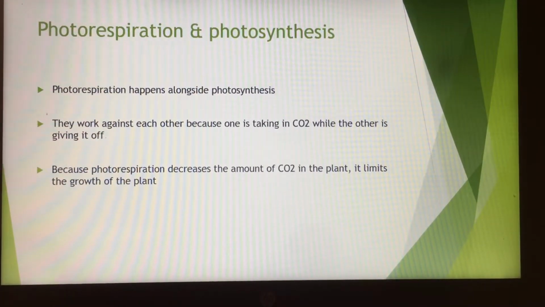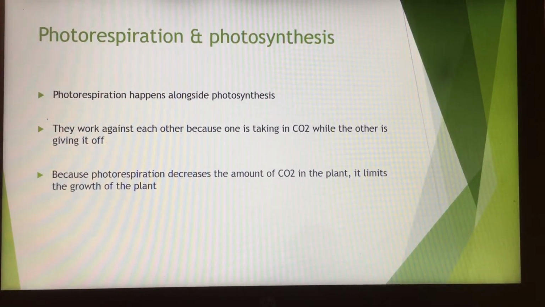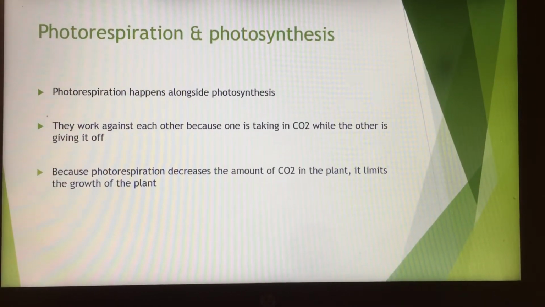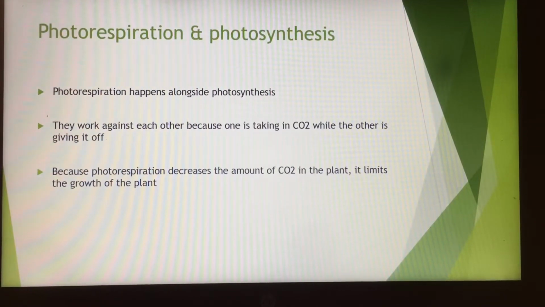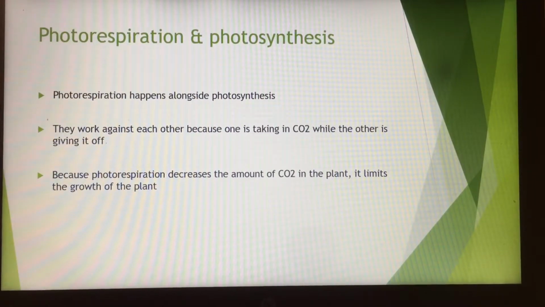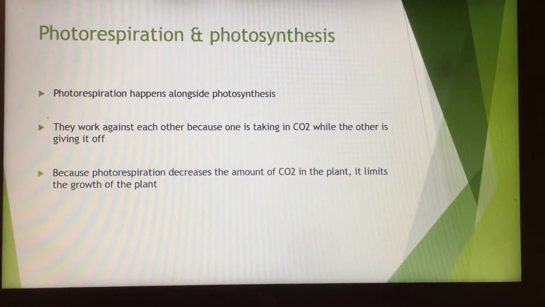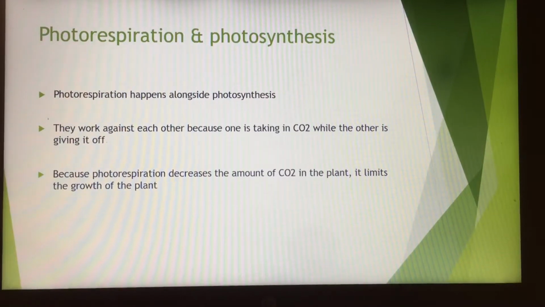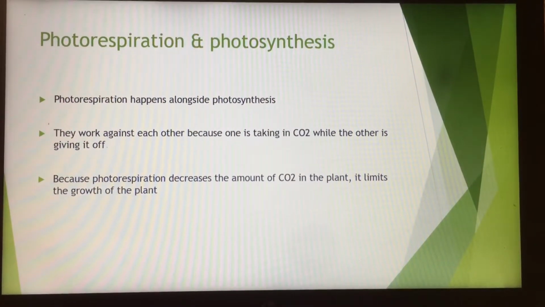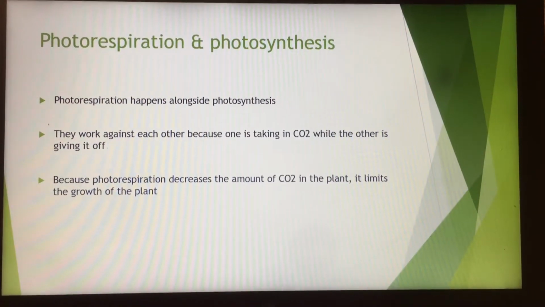Photorespiration and photosynthesis. Like respiration, photorespiration happens along with photosynthesis. As you know, photosynthesis takes in carbon dioxide from the atmosphere into the plant, and then the plant produces oxygen and releases the oxygen back into the atmosphere for us to breathe. But as it's releasing the oxygen back into the atmosphere, photorespiration takes the oxygen back in and then produces carbon dioxide. So in this case they work against each other, because one is taking in CO2 while the other one is giving it off.